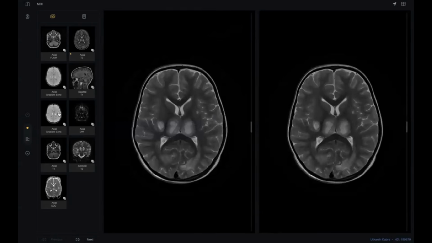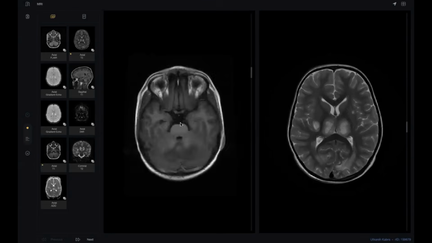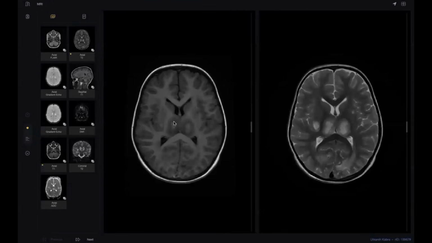Look here, doctor, please. See, this is T1. What is this, so high signal involving T1? What does it mean? Maybe some proteinaceous contents or some hemorrhage. Okay.